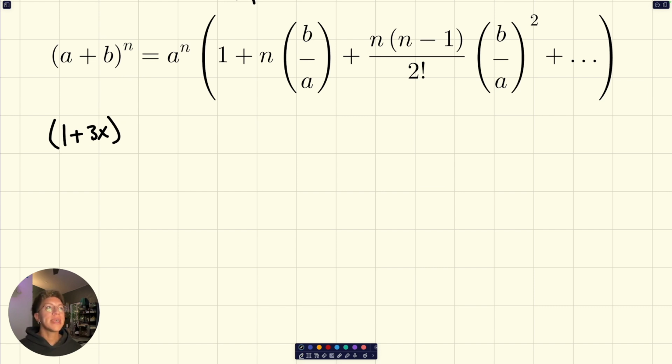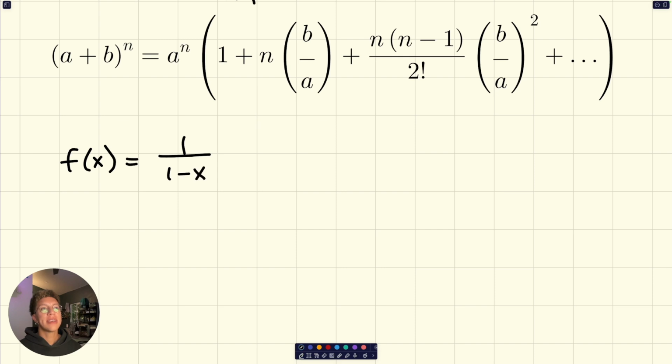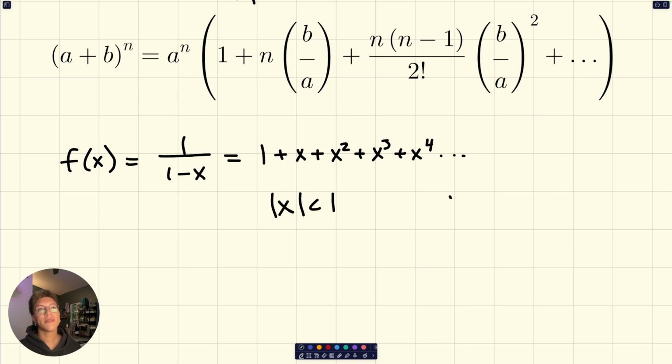But the question we might be asking is, we saw this expression before. There was this function 1 over 1 minus x, and this had an infinite representation, and that representation was 1 plus x plus x squared plus x cubed, going off to infinity once again. And we specifically said that this only works if x is greater than -1 and less than 1.